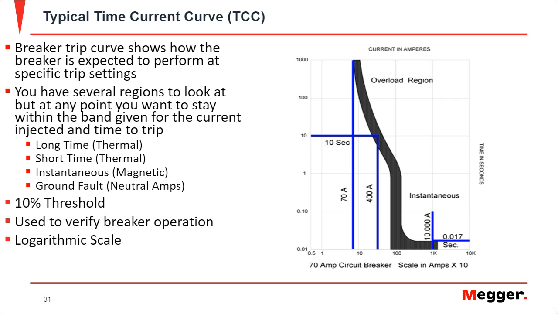Because typically you can see different percentages. You can see 7.5% tolerance. You can see 15% tolerance. It can change. So you always refer to the breaker manual for that. But again, these are used to verify breaker operation, and these are on a logarithmic scale. So you're not just eyeballing anything or measuring the scale or anything like that. It's in a log scale, and you'll see it pictured later in the couple of curves we have.